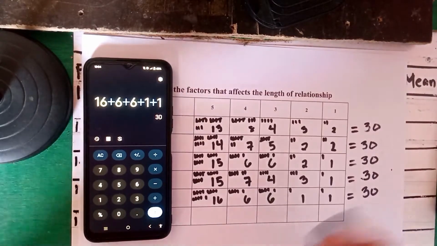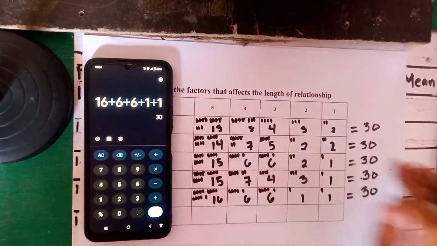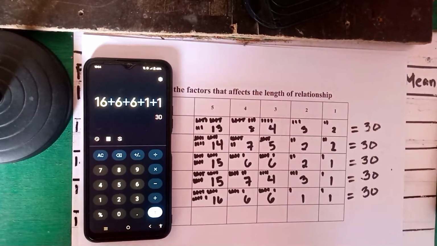Meaning to say, sakto ang pagkakabilang natin ng ating tabulation. So ganun lang siya tinicheck, no? Total lang natin kung siya ay magsakto sa 30, which is the respondents.